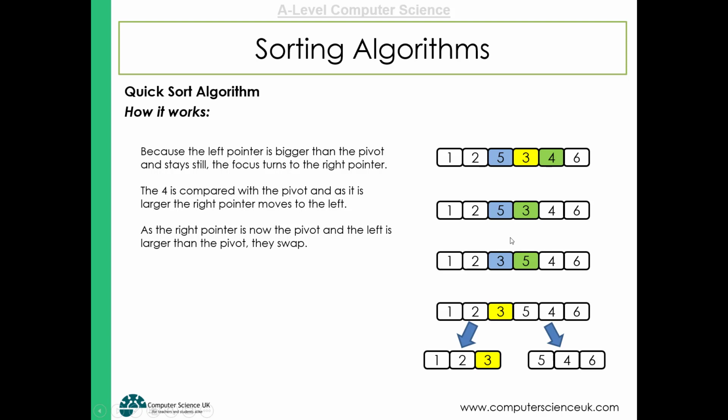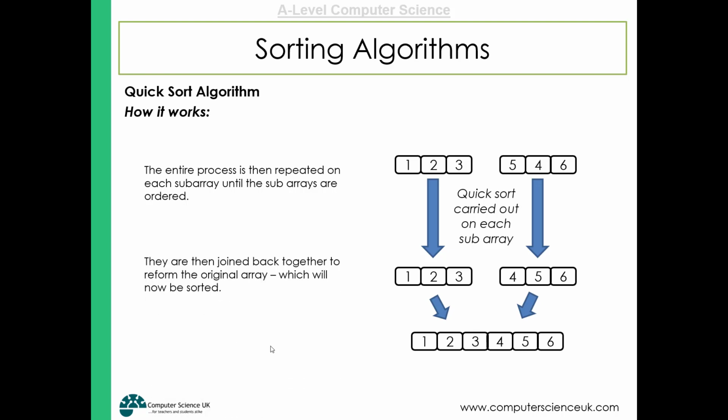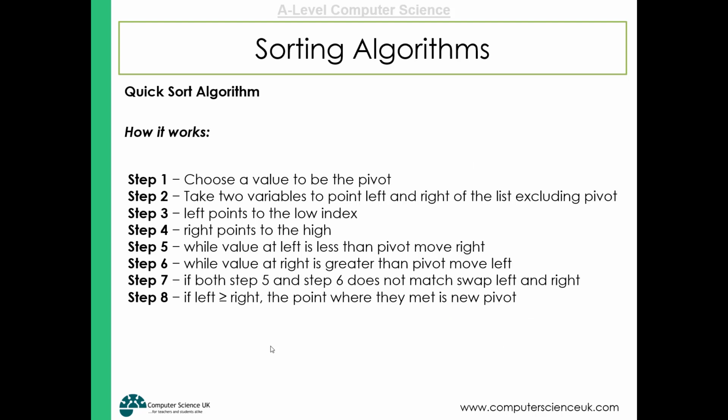The items in this array are not ordered. They're still not ordered. So what the quicksort algorithm will do, because it uses the principles of divide and conquer, is split this array into two smaller arrays, and repeat the process again. It will pick a pivot, a left pointer and a right pointer for each of these sub-arrays, and repeat the process that we've just seen on each of them to try and order them. So the entire process is repeated on each sub-array until the sub-arrays are ordered. They're then joined back together to reform the original array, which will now be sorted.